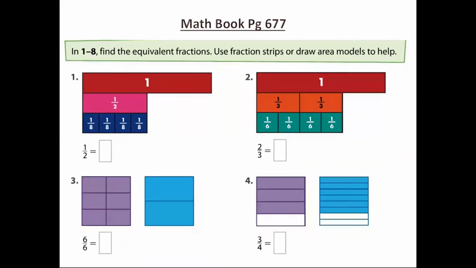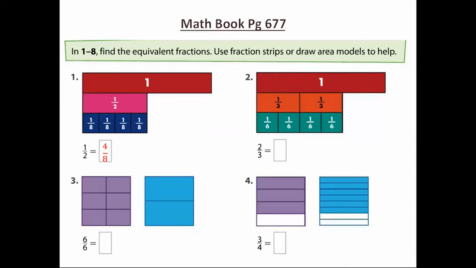Now, in the math book page 677, we need to find the equivalent fraction for each one. Question number 1, the half. The half is equivalent to how many eighths? Let's count together. 1, 2, 3, 4. So 1 half equals 4 eighths. How can we get that? By multiplying both the numerator and denominator by 4. 1 times 4 is 4, 2 times 4 is 8.